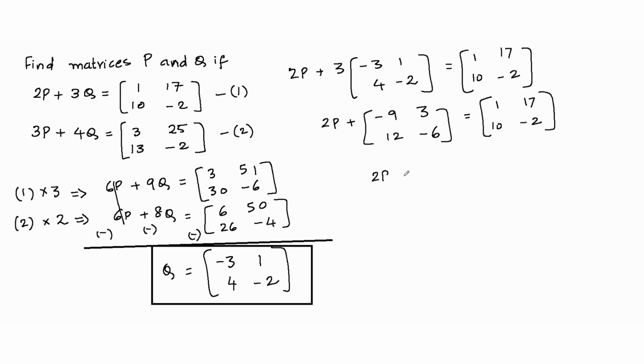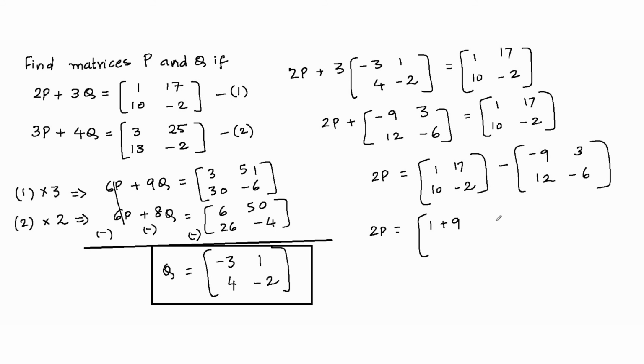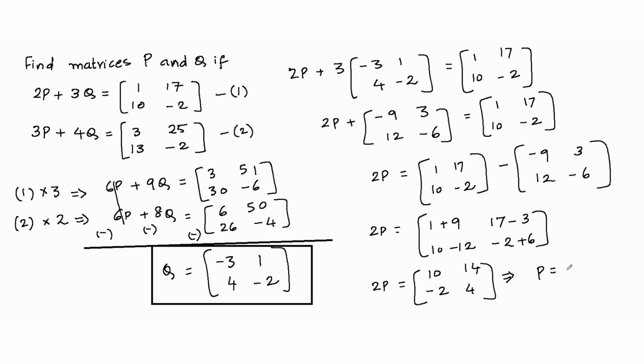Now I can shift the matrix to the right hand side. So I get 1, 17, 10, negative 2 minus negative 9, 3, 12 and negative 6. Therefore 2P becomes 1 plus 9, 17 minus 3, 10 minus 12 and minus 2 plus 6. So 2P becomes 10, 14, negative 2 and 4. And this implies P is equal to half of this matrix. So half of this matrix is 5, 7, negative 1 and 2.